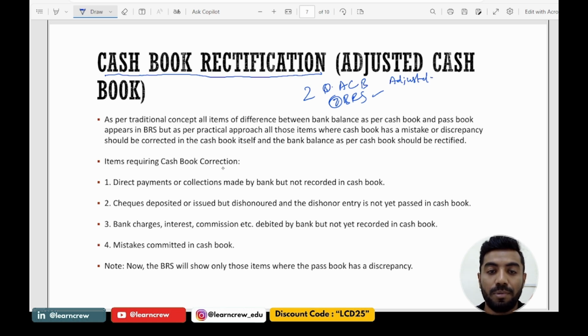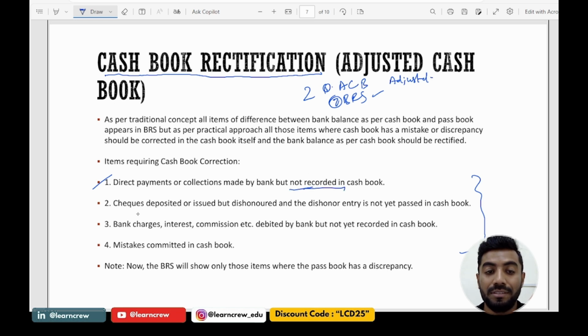Items requiring cash book corrections. What are the items that require cash book corrections? What are the items we might have missed out? Four items are there. Direct payments or collections made by the bank but not recorded in the cash book. If it's not recorded in the cash book, we'll record it. Then take for BRS. Okay.